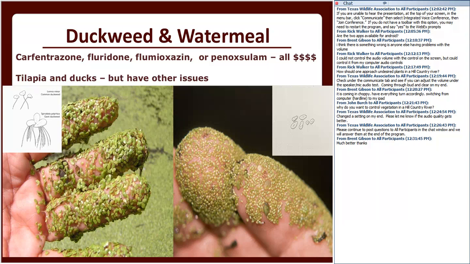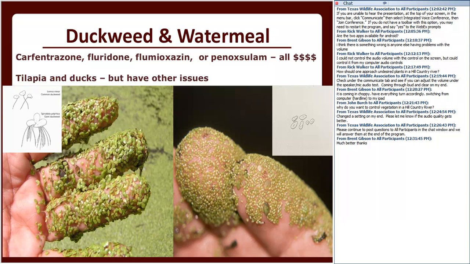However, fluridone, which is the one that I most commonly recommend for these species, can remain active in the water for up to 12 months. So not only does it kill the adult plants, but it continues to kill the seeds as they sprout, giving you a clear pond.